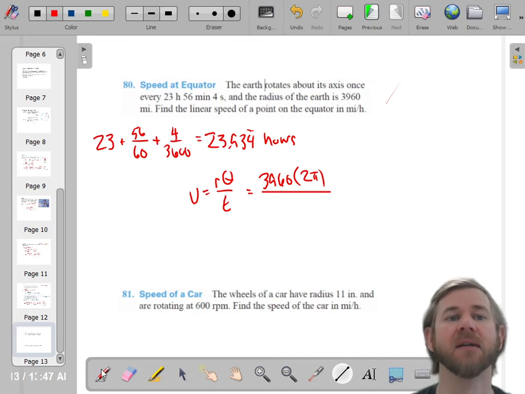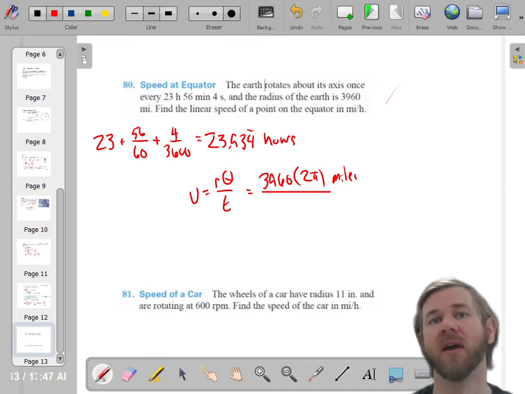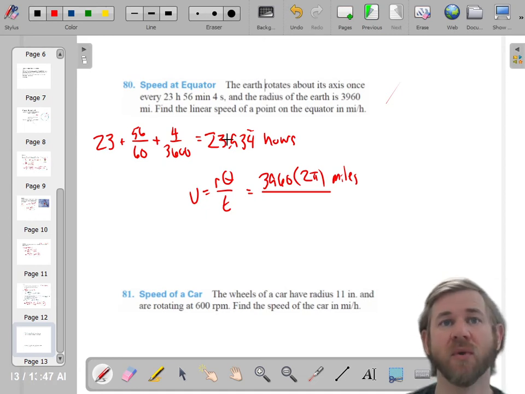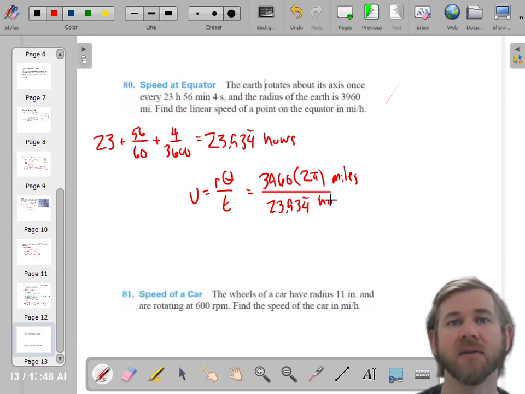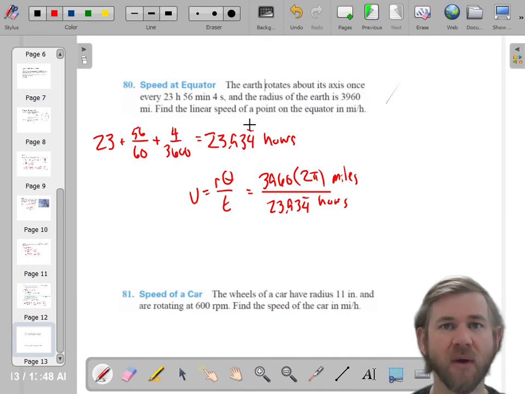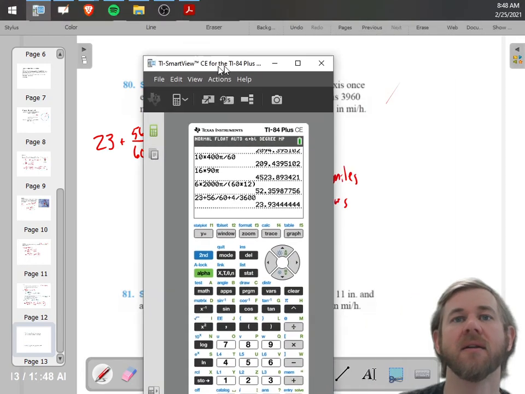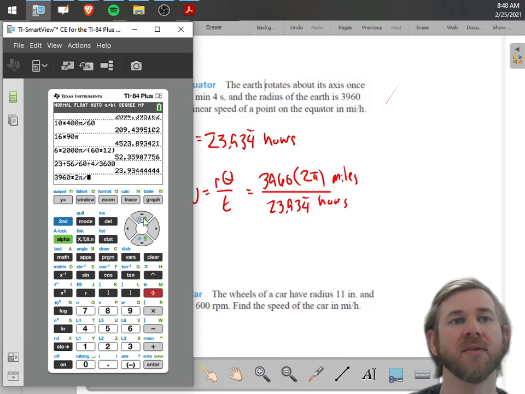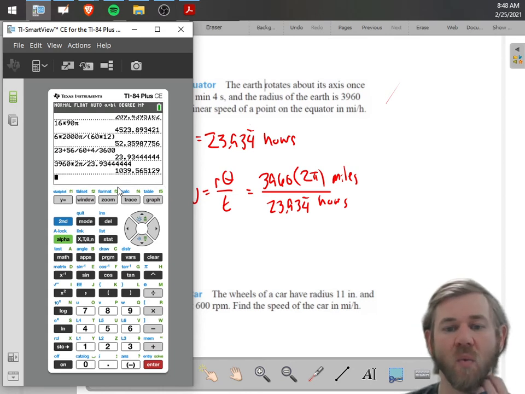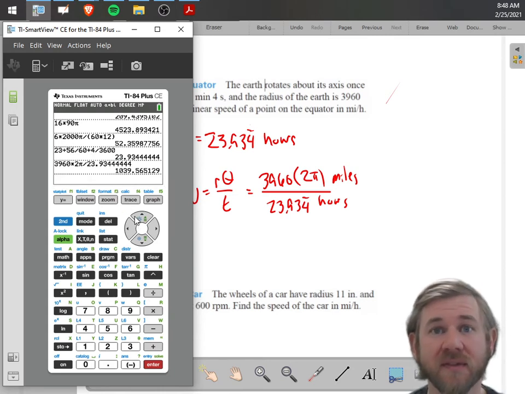And the time is, so this is in miles, because remember, we have a distance times radians, so the distance is the unit you keep. And the time is what I just figured out, 23.934, and I'll even throw the repeating in there, hours. So this is miles an hour. So how fast are you going if you are just riding along the Earth? 3960 times 2 pi divided by 23.934, I'll click that. 1039.56 miles per hour.